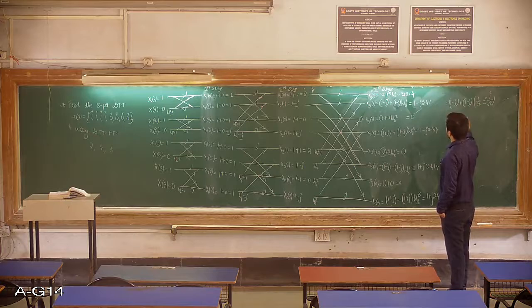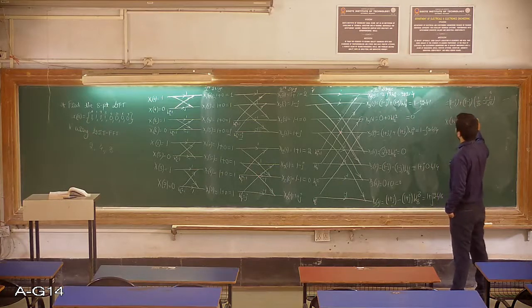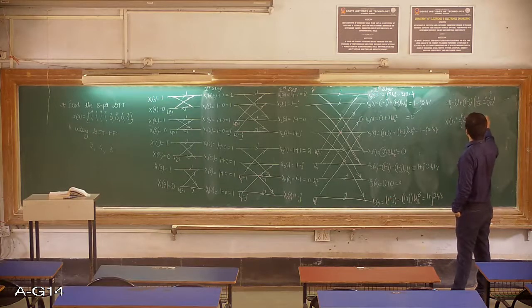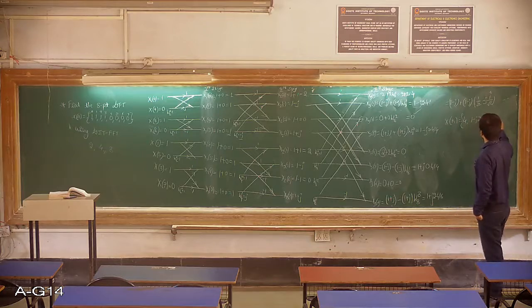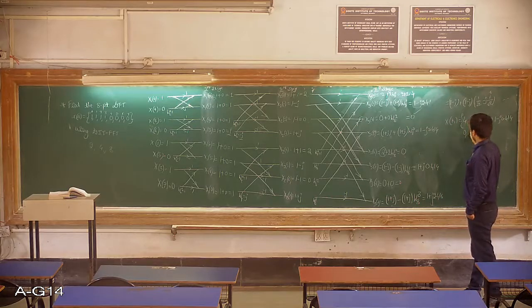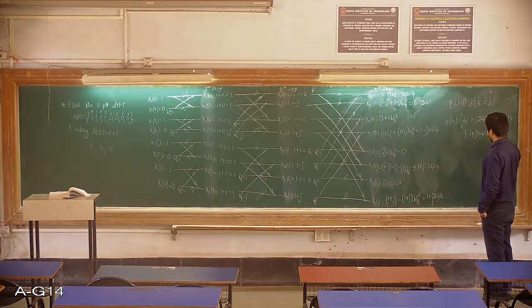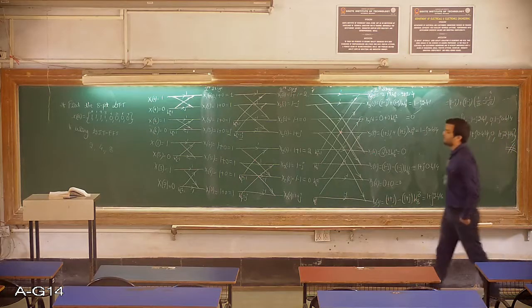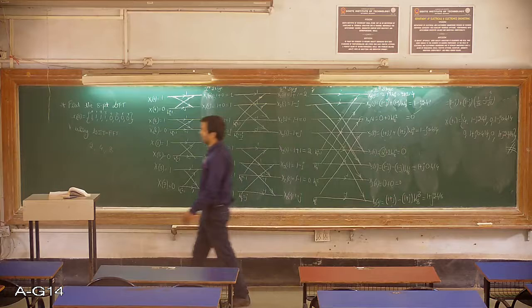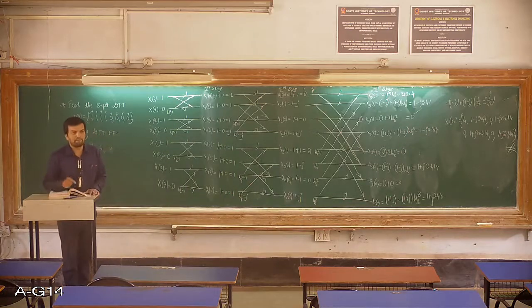X of k is nothing but 4, 1 minus j of 2.41, 0, 1 minus j of 0.414, 0, 1 plus j of 0.414, 0, 1 plus j of 2.414. This is the answer using the DIT-FFT algorithm.